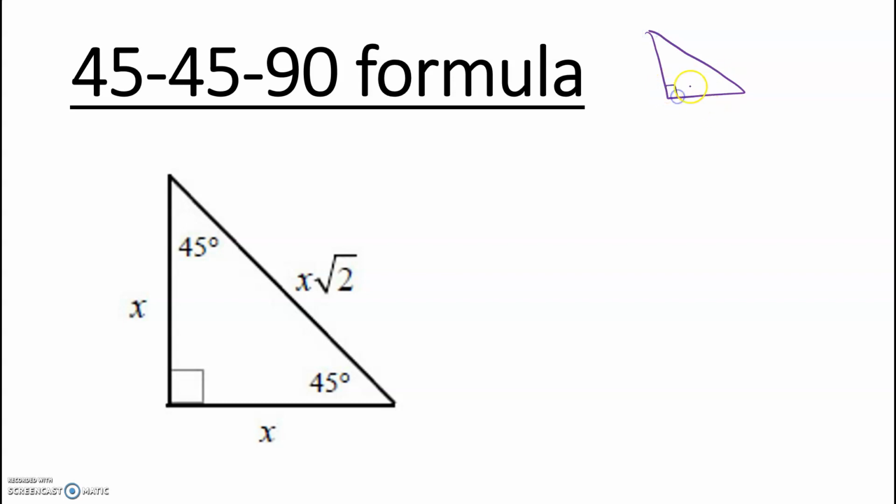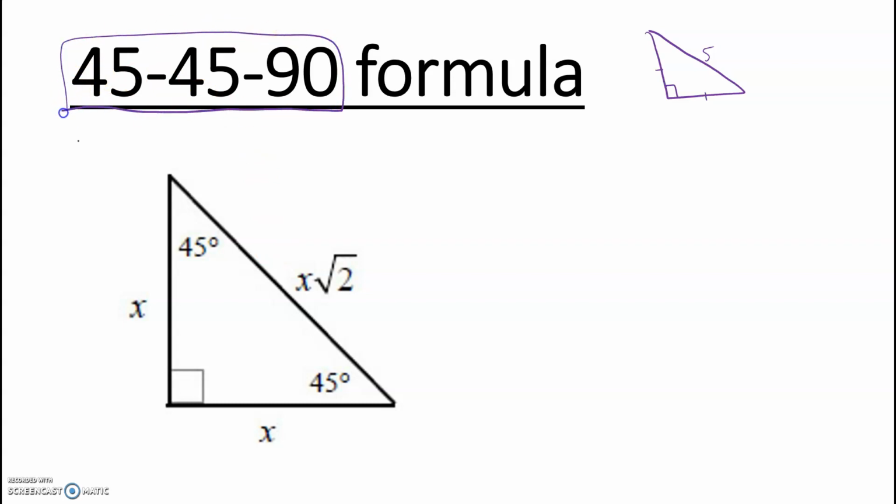So we might have triangles that look like this. And we're going to have to know where to go from there. So we can't use Pythagorean theorem. Where do we go? So the first special right triangle is a 45, 45, 90.